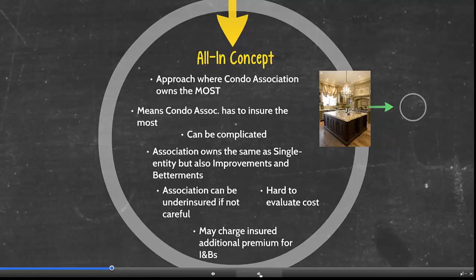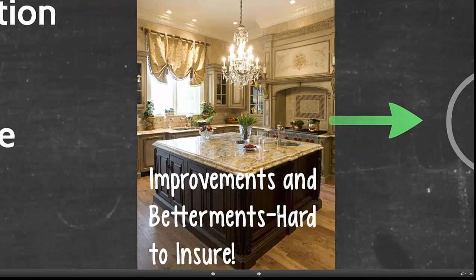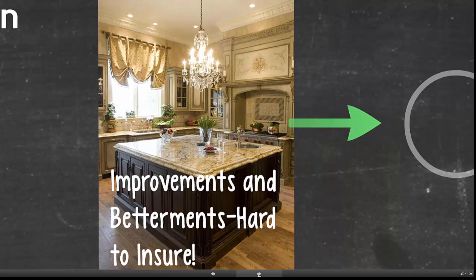So even just looking at this picture and thinking about what kinds of things, if this were a condo, might be improvements and betterments: this island here, maybe some of the permanent art on the walls, maybe the crown molding here. All of this could have been added after the condo owner moved in. Knowing how to evaluate the cost of those might be difficult, especially if the condo owner hasn't informed the condo association of the improvements and betterments.